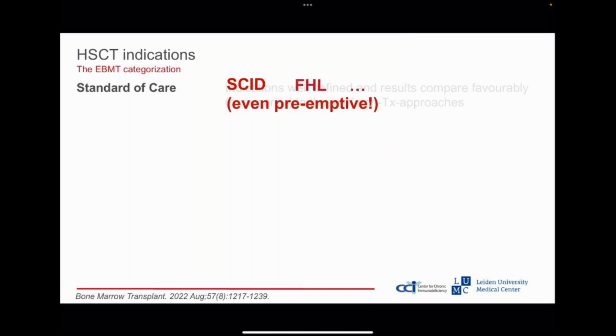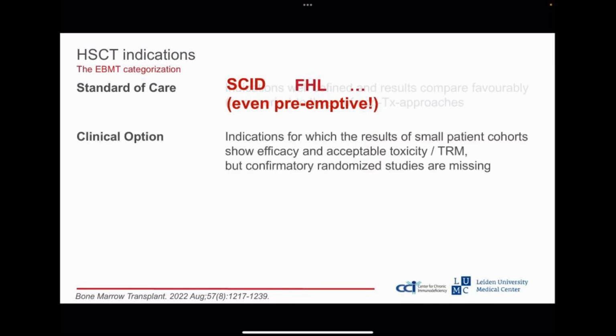FHL might be another situation. So a situation where there's no alternative treatment to cure the disease or to help the patient long term.